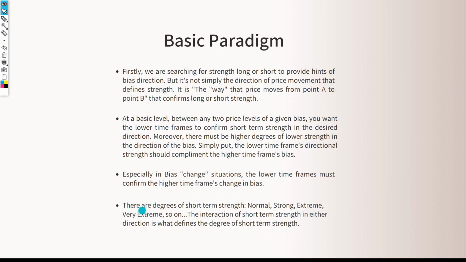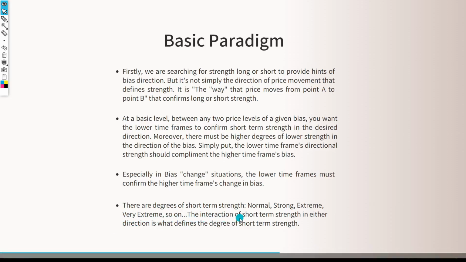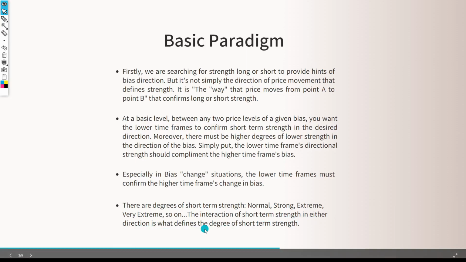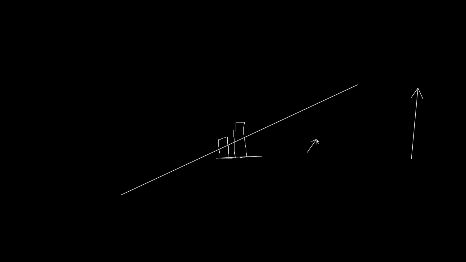All right, number 4. There are degrees of short-term strength: normal, strong, extreme, very extreme, and so on. The interaction of short-term strength in either direction is what defines the degree of short-term strength. Okay, let's go to the blackboard. So let's say we were long bias on the higher time frames, and on the lower time frames there was an upward trend line like so, and let's say price broke out of it like this, and then immediately broke back in. Now I'll explain how to confirm biases with trend lines later on in this course, but for the time being, if there's a breakout and then immediate break back in, or in other words, the breakout's close and the break back in's open is at the same level, that shows medium long strength. Okay, so let me just write that down. This shows medium long strength.